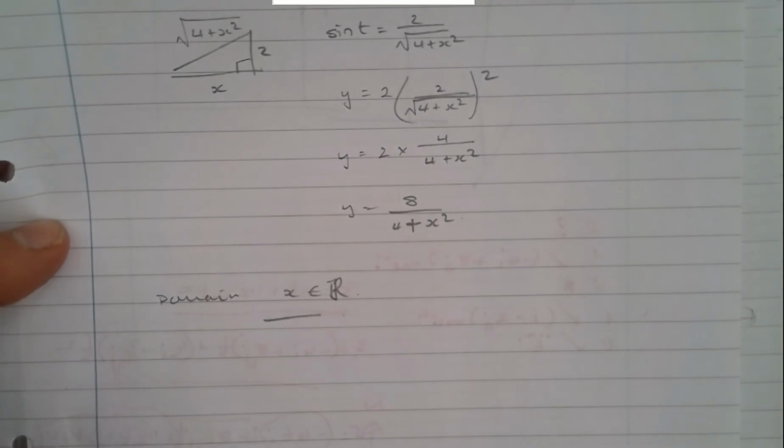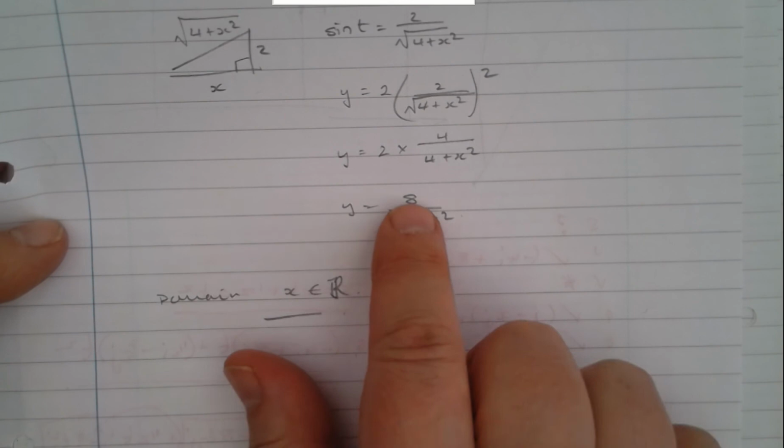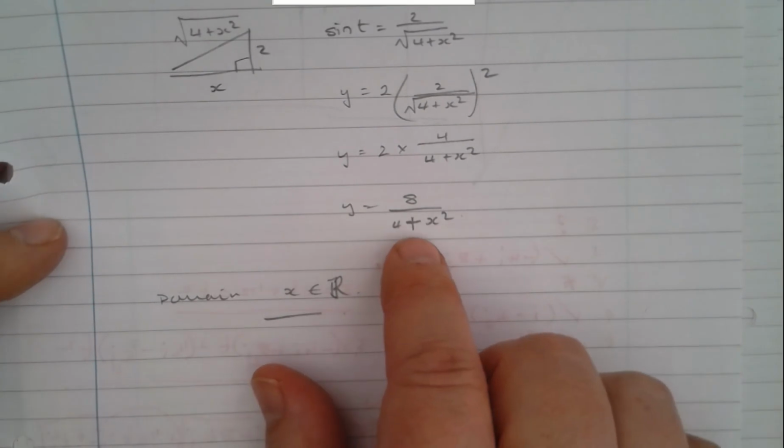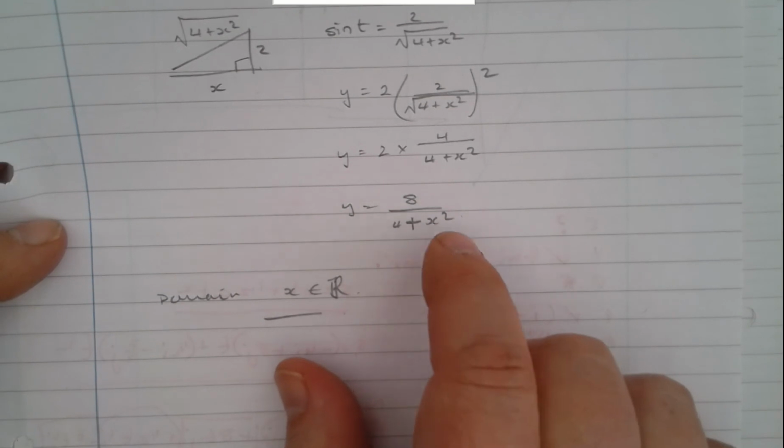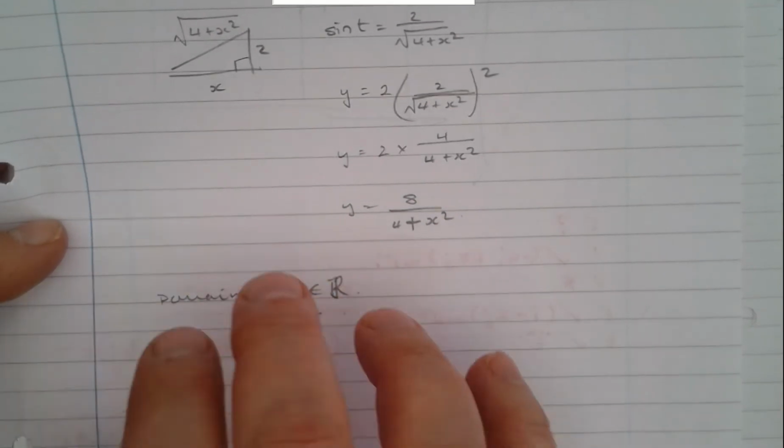A little word about the domain. You can see here I've got fractions, so maybe there's a division by 0 thing happening here, but I can see there's no problem with that because x can never be minus 4. So the domain is any real number.